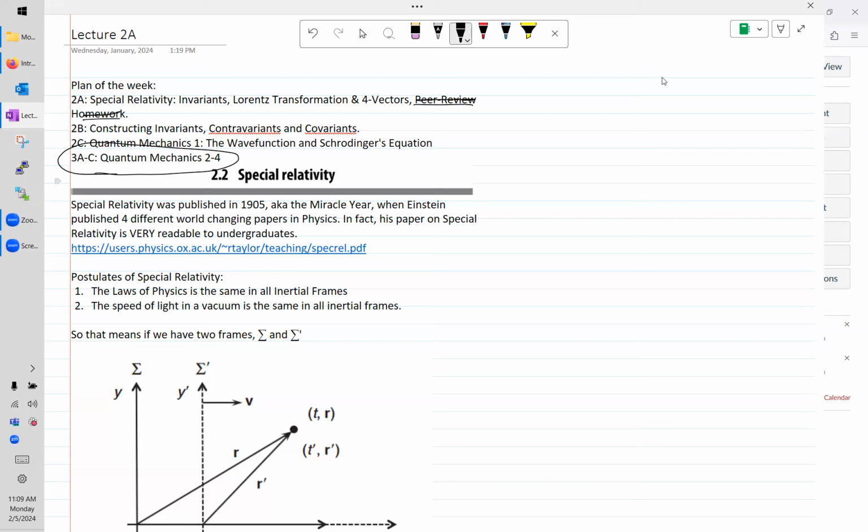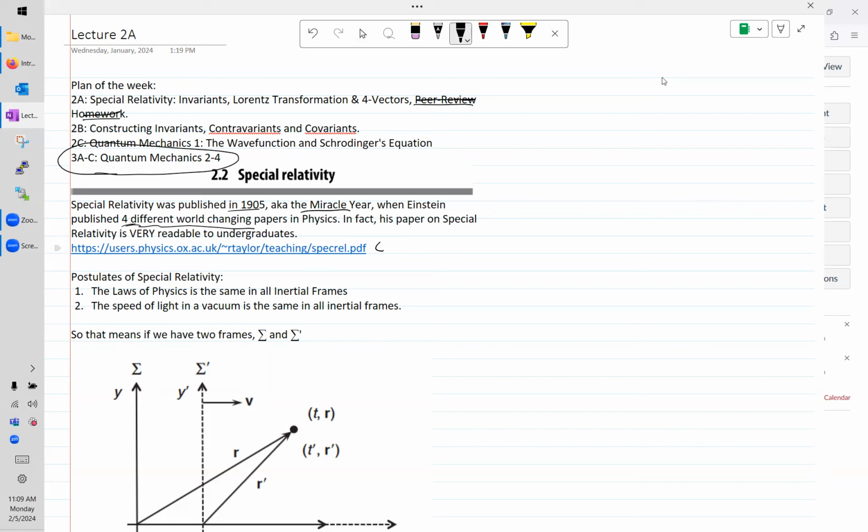Okay, so special relativity was published in 1905 by this guy that some of you might know. Actually, this is known as the miracle year because this is when Einstein published four world-changing papers. I don't know if he was just saving up all the stuff and then sending it all out at once, or he was just very inspired while he was working at a patent office.